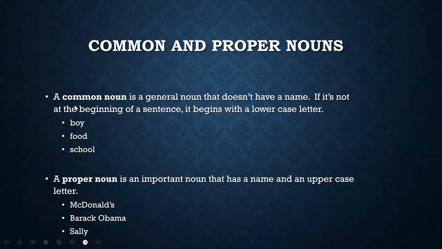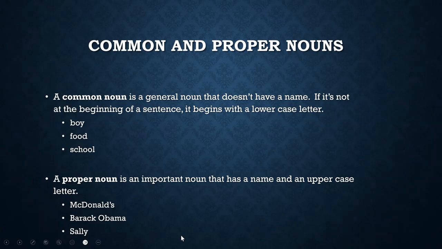Common and proper nouns. Now, a common noun is a general noun that doesn't have a name. If it's not at the beginning of a sentence, it begins with a lowercase letter. Boy, food, and school. You see the lowercase letter on boy, food, and school? Those are common nouns. Which boy? What food? What school? You don't know. That's why it's lowercase.